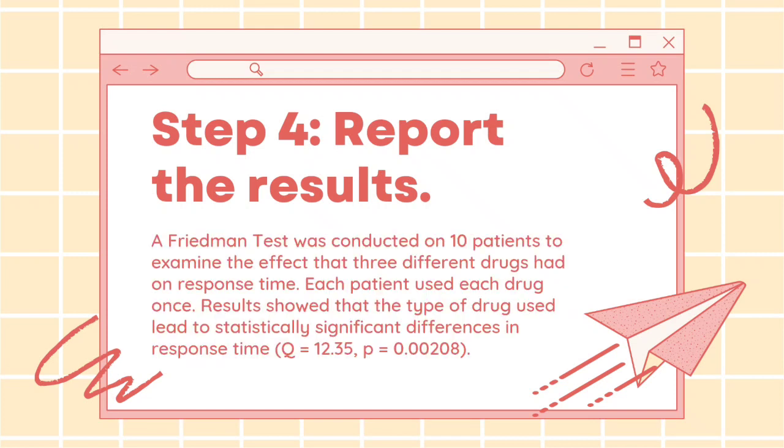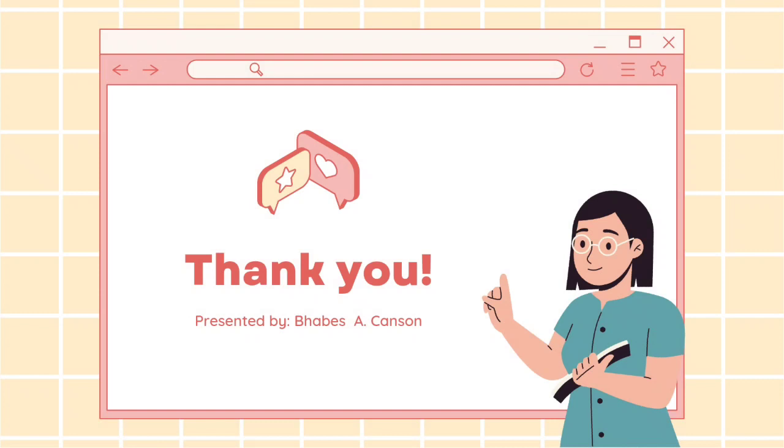A Friedman test was conducted on 10 patients to examine the effect that 3 different drugs had on response time. Each patient used each drug once. The result showed that the type of drug used led to a statistically significant difference in response time, where Q is equal to 12.35 and p is equal to 0.00208. So that's the end of my discussion.